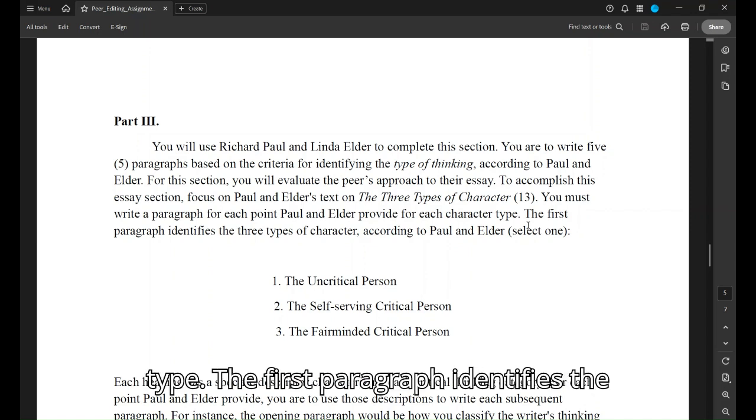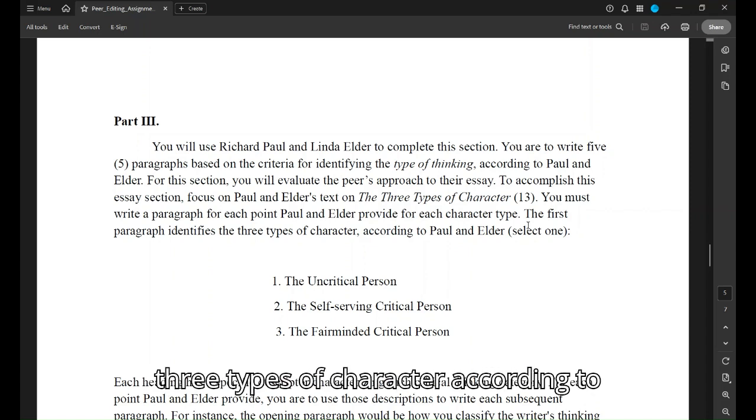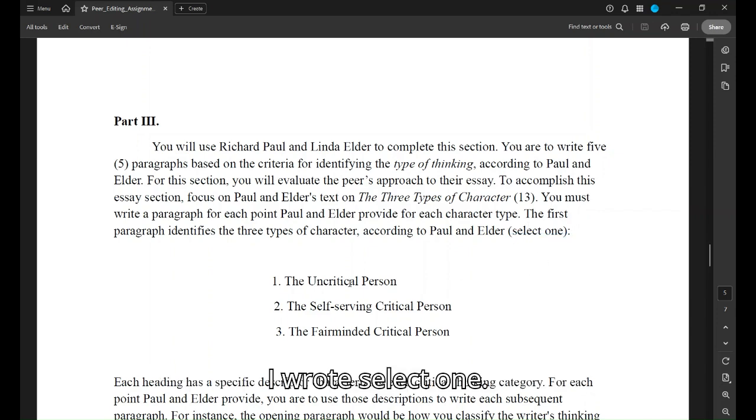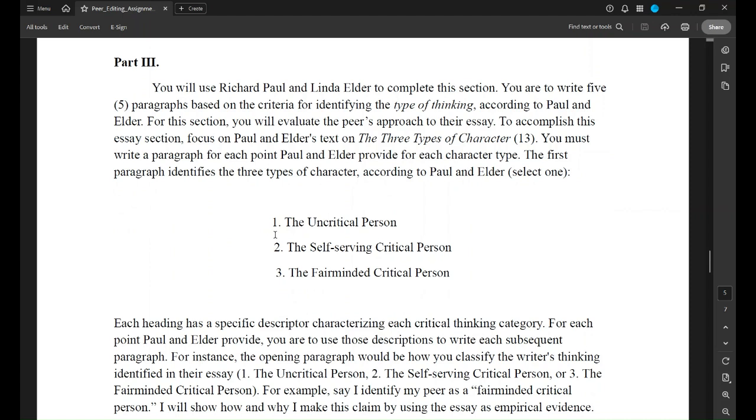The first paragraph identifies the 3 types of character according to Paul and Elder. And then again, here I wrote select one. Based on your assessment of the assigned essay that I provide for you, is the person an uncritical person? Is the person a self serving critical person? Or is the person a fair minded critical person?